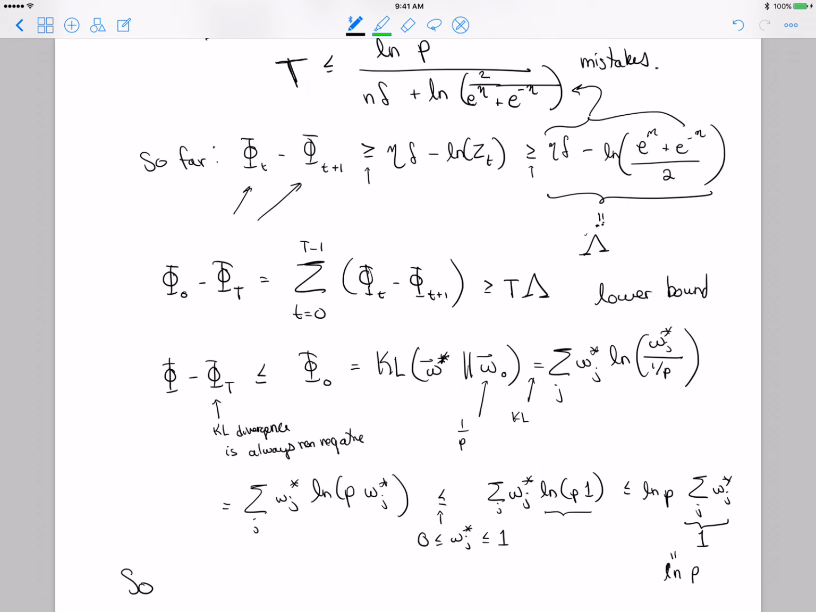So finally I have this is the upper bound. Use the upper bound. So we have the lower bound on that thing is less than the upper bound on that thing. And thus t is less than or equal to log p over that. And that, my friends, is the end of the proof.